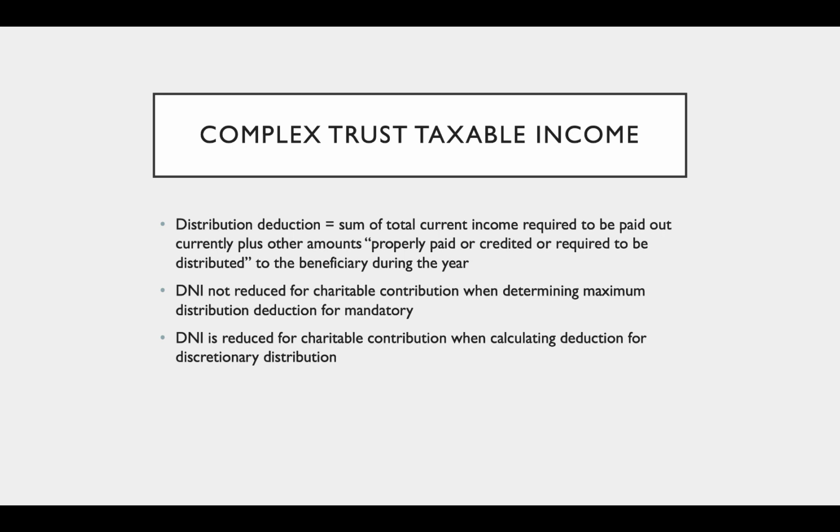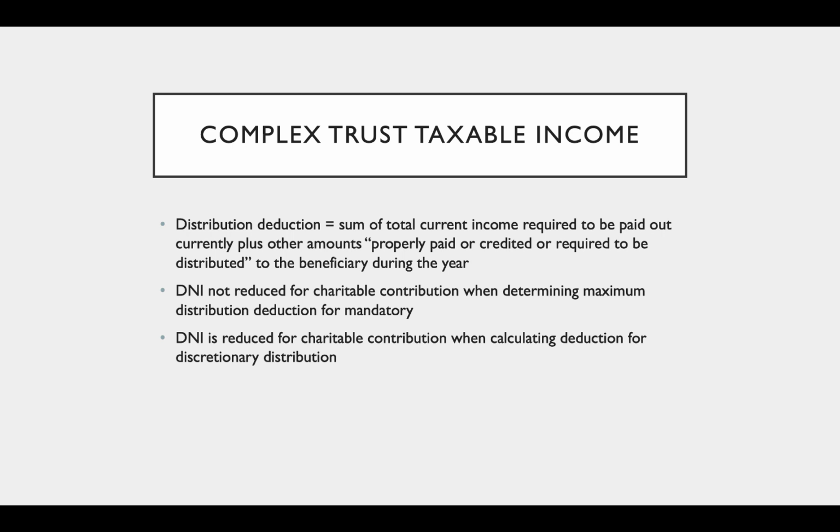The distribution deduction for a complex trust is the sum of the total current income required to be paid out currently plus other amounts properly paid or credited or required to be distributed to the beneficiary during the year. So remember, with a complex trust, they're not required to pay out all their income every year. So what this is saying is that the distribution deduction is equal to what they are required to pay out plus anything else they paid out properly per the trust instrument or credited to the beneficiary during the year.